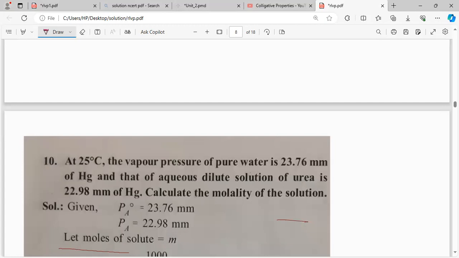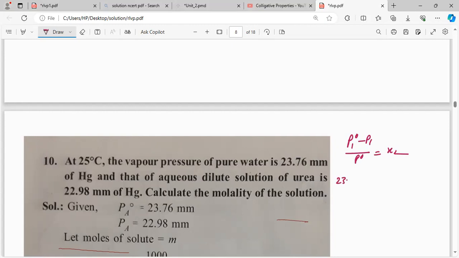Let me read, sir. The vapor pressure of pure water is 23.76 mm of Hg and the aqueous dilute solution of urea is 22.98 mm of Hg. Calculate the molality of the solution. So first of all, you need to calculate the mole fraction of urea. It will come by this formula. See, P1 naught minus P1 upon P1 naught is equal to X2. It will come automatically because all the values they have given. X2 urea will come.